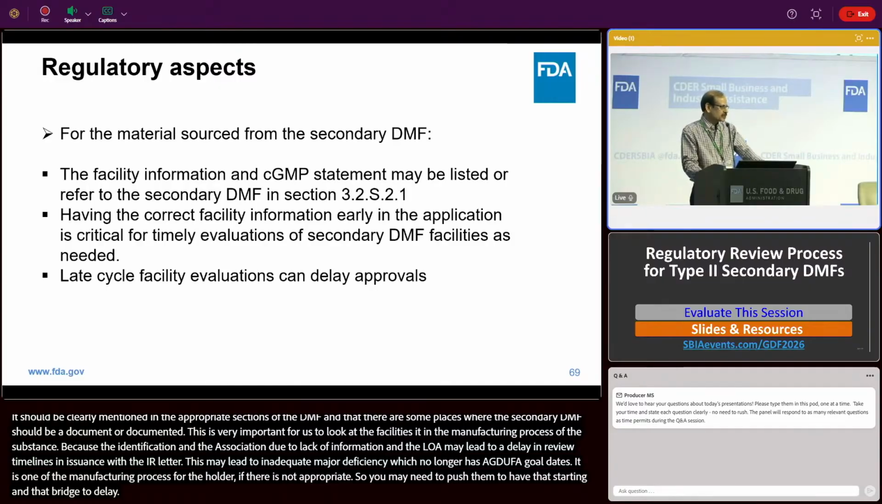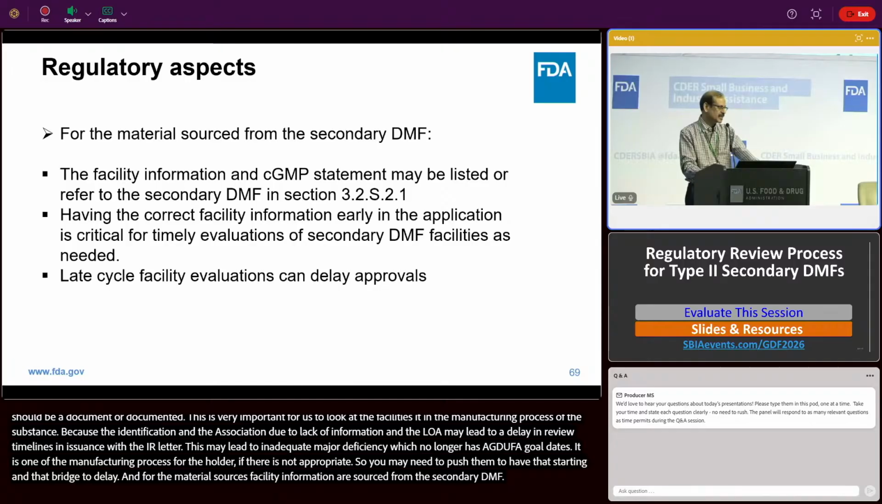Okay, for the material sourced from the secondary DMF, the facility information and CGMP statement may be listed or referred to the secondary DMF in section 3.2.S.2.1. That is the way we look at the facilities associated with the manufacturing process of the drug substance. Having the correct facility information early in the application is critical for timely evaluation of secondary DMF facilities as needed, as Deborah and Erin indicated in their presentations. As well, again, late cycle facility evaluation can delay the approvals.